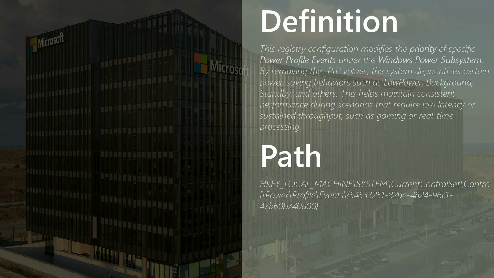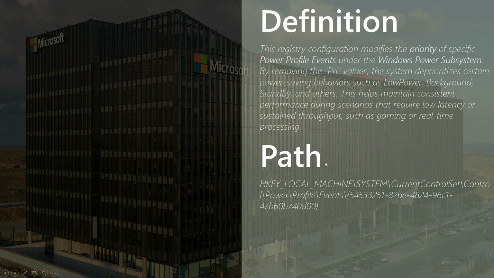So, the definition is this: the registry configuration modifies the priority of specific power profile events under the Windows Power subsystem. By removing the PRI values, the system deprioritizes certain power saving behaviors, such as low power, background, standby, and others. This helps maintain consistent performance during scenarios that require low latency or sustained throughput, such as gaming or real-time processing. We already saw the path.